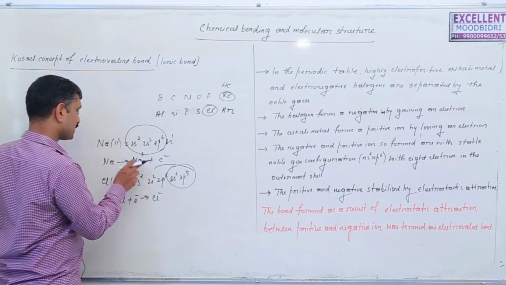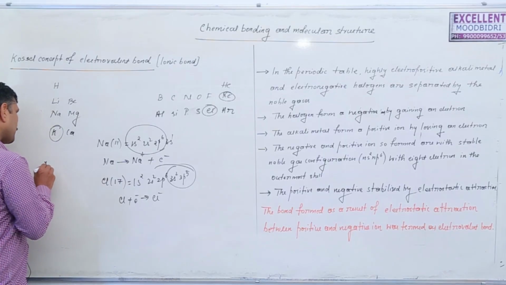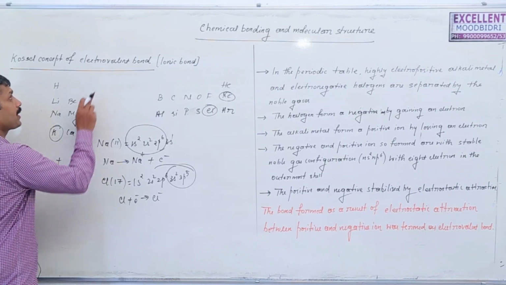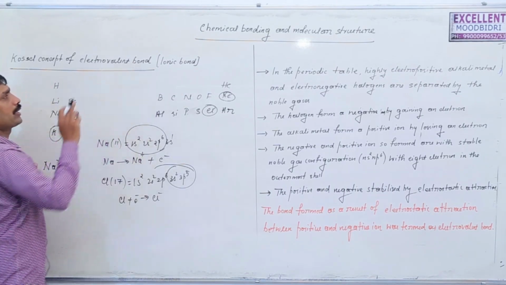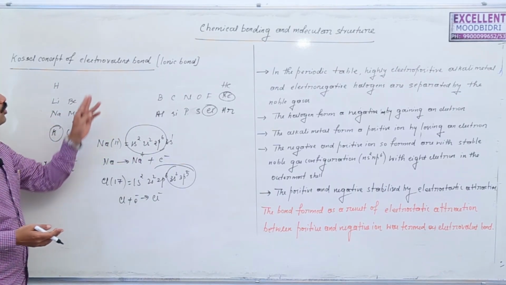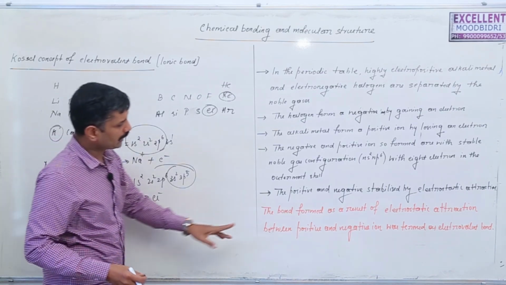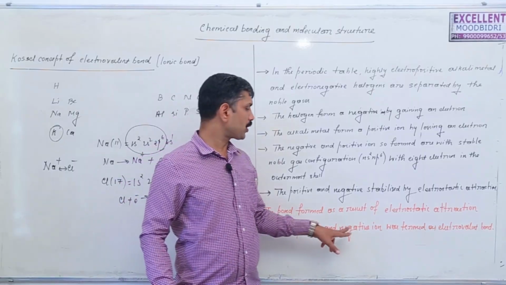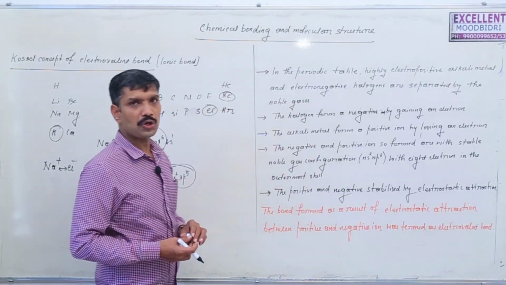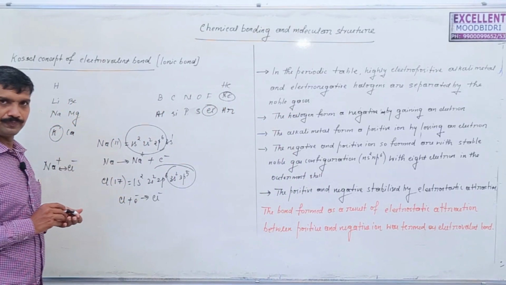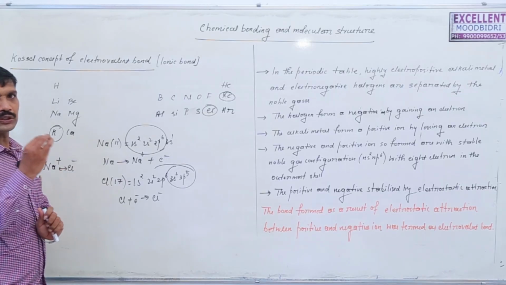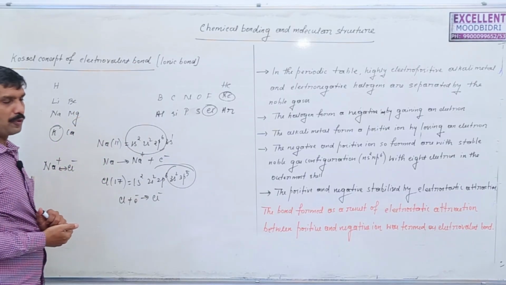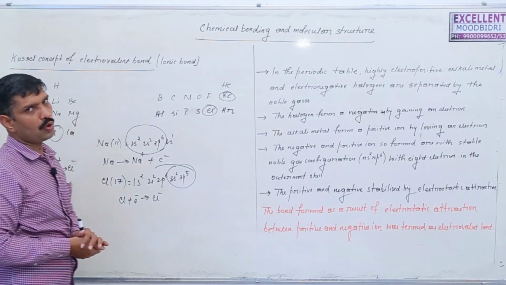Now Na plus and Cl minus are held together by the electrostatic force of attraction. That electrostatic force of attraction is called the ionic bond or electrovalent bond, and the resulting compound is called an ionic compound. So a bond formed as a result of electrostatic attraction between positive and negative ions is termed an electrovalent bond. Two oppositely charged ions held together by the electrostatic force of attraction form an ionic bond or electrovalent bond. This is about the formation of the ionic bond or electrovalent bond.